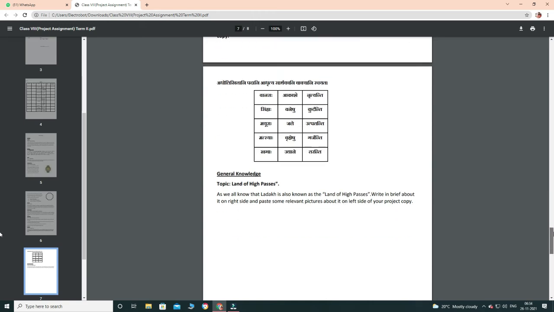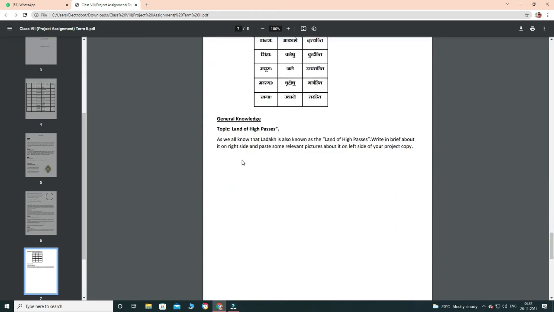Now we are moving to the general knowledge. So what is the topic of general knowledge? Land of high passes. As we all know, Ladakh is also known as the land of high passes. Write in brief about it on the right side and paste some relevant pictures about it on the left side of your project copy.